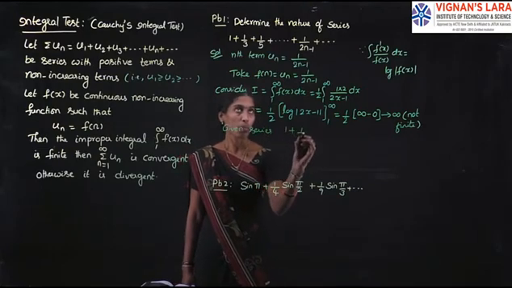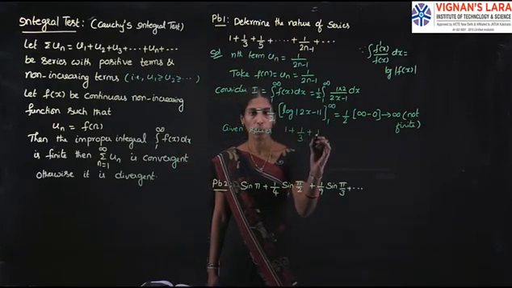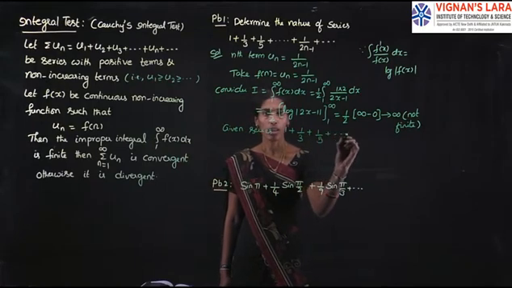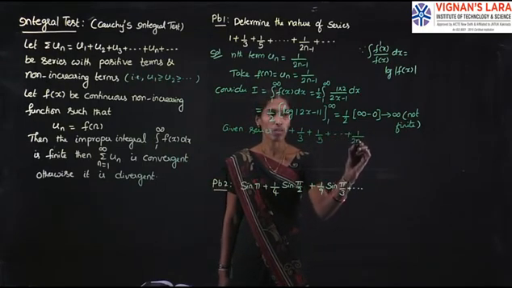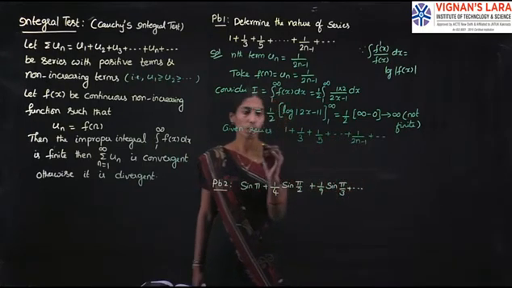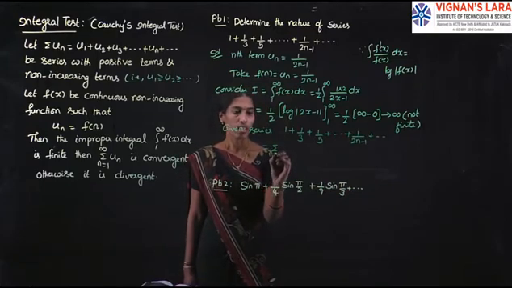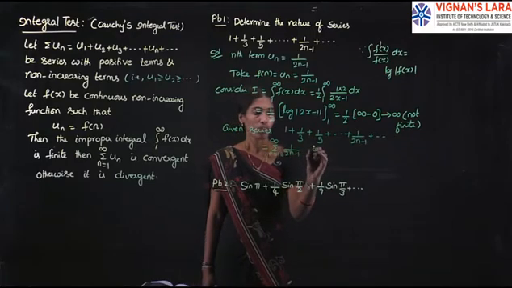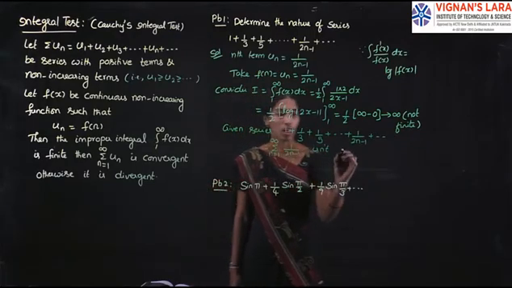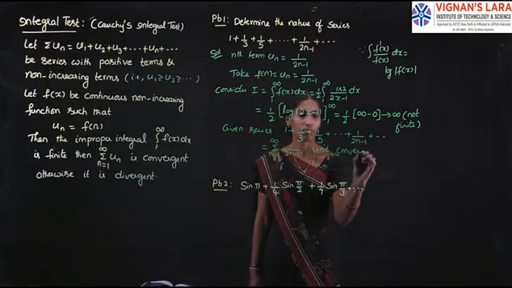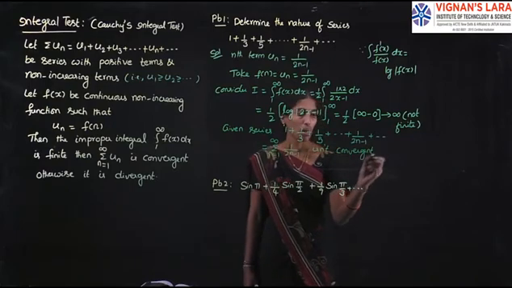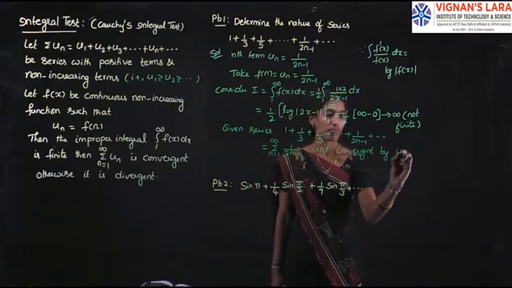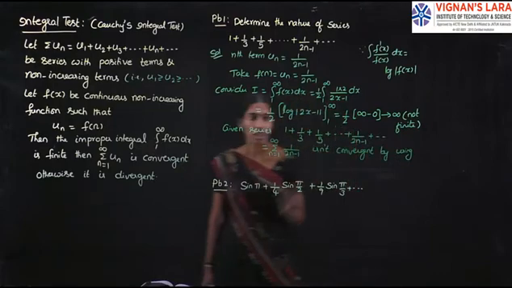Because it is not finite, therefore given series 1 plus 1 by 3 plus 1 by 5 and so on plus 1 by 2n minus 1 and so on, which can be written as sigma n is equal to 1 to infinity 1 by 2n minus 1 is not convergent by using integral test.